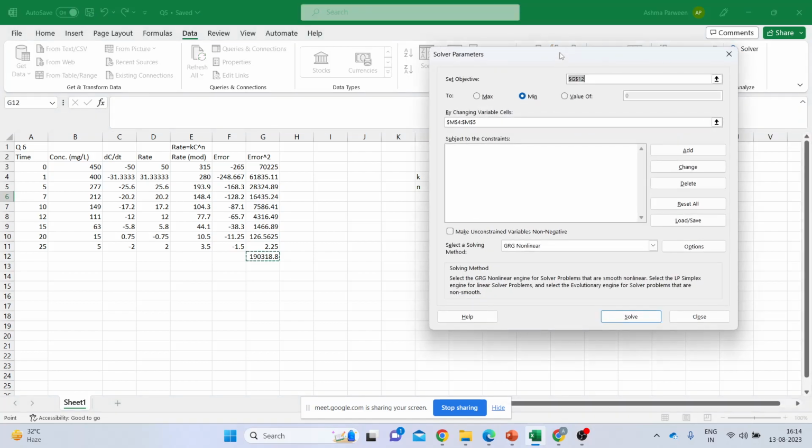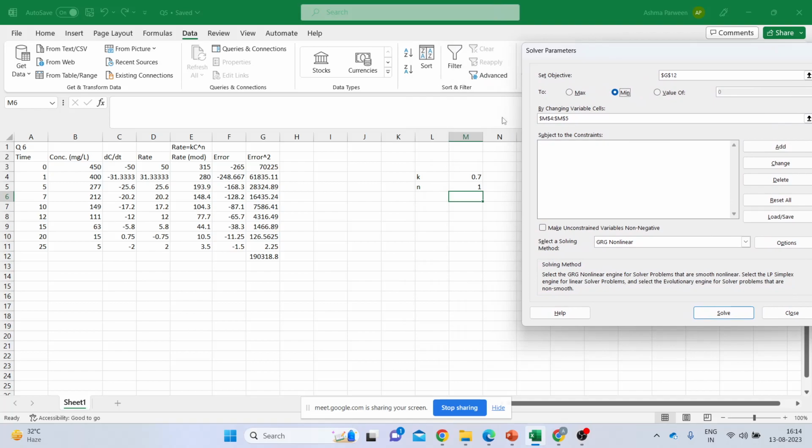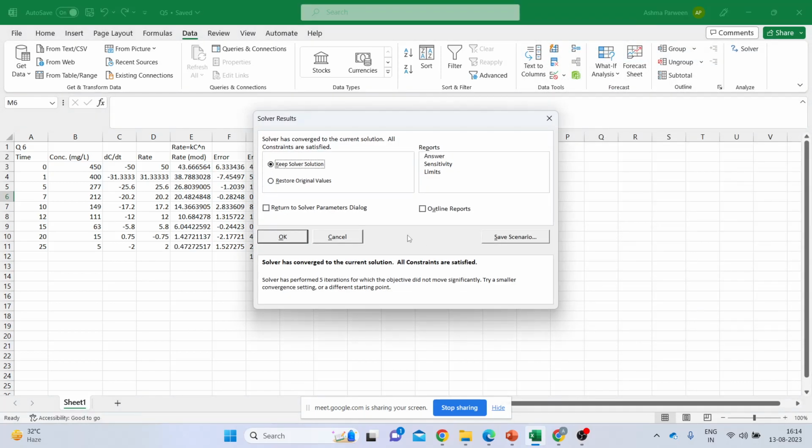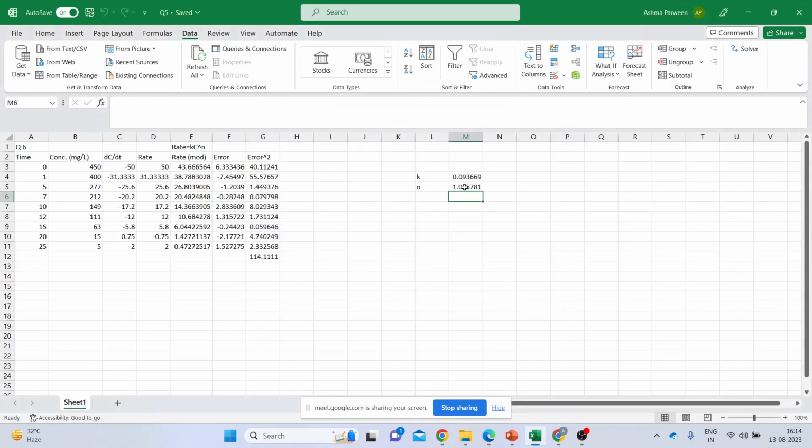From solver, what we have to do? We set the objective to minimize the square of the error, that is Z12, G12. We have to minimize it by changing the variables M4 and M5. So I will solve it. I got the final k value as 0.09 and n as 1. We can also see that the error has reduced.